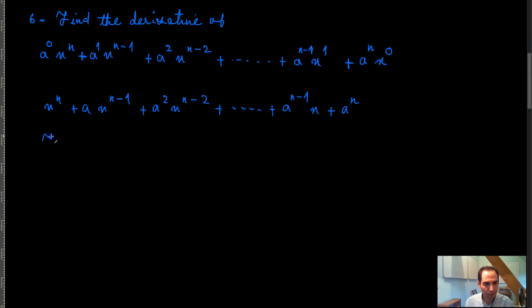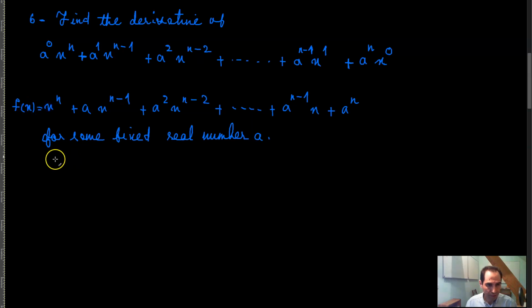So now you want to find the derivative of this function, for example, for some fixed real number a. Okay. So now, let's call this f of x. And then f prime of x would be equal to d by dx of x raised to the power n.